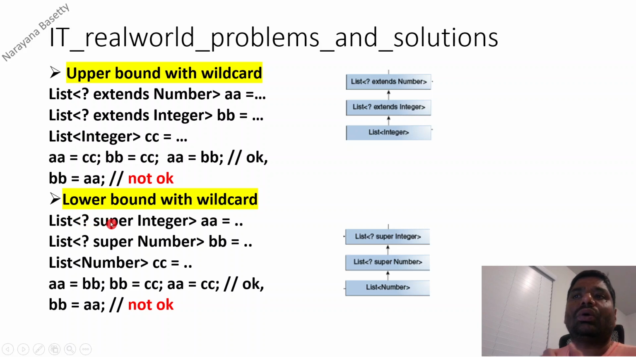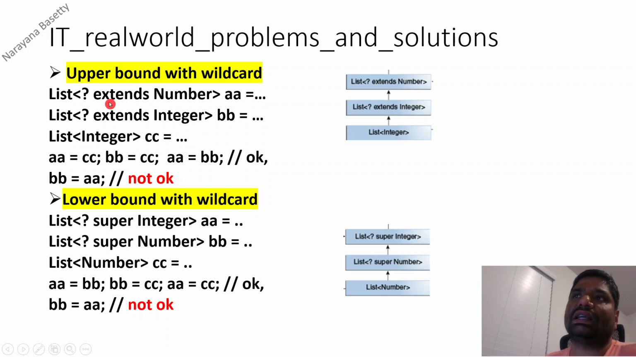Now the same thing I'm defining: List<? super Integer> AA. This is how you will be defining a lower bound. List<? super Number> BB, List<Number> CC. Now you look at the syntax, quite in the reverse way of how it is being assigned. That is how basically the lower bound and upper bounds are defined.